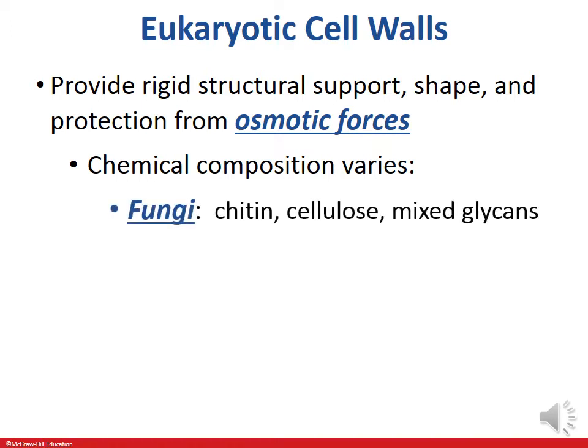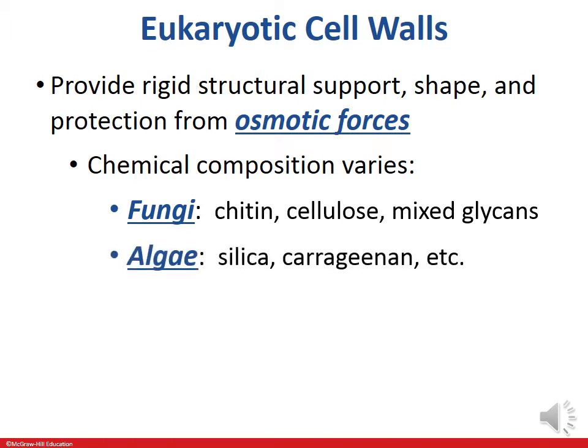But what they're made of depends on who you're talking about, right? So in the fungi, we have things like chitin and cellulose and really a broad variety of different kinds of carbohydrates, what they call mixed glycans. The algae, of course, we talked about these as well, the diatoms that have silica that make them very symmetrical and glass-like. We have carrageenan. We have also the substance that's extracted from a certain kind of algae that makes agar that we use in our culture media tubes. So we talked about that in Chapter 2 as well.